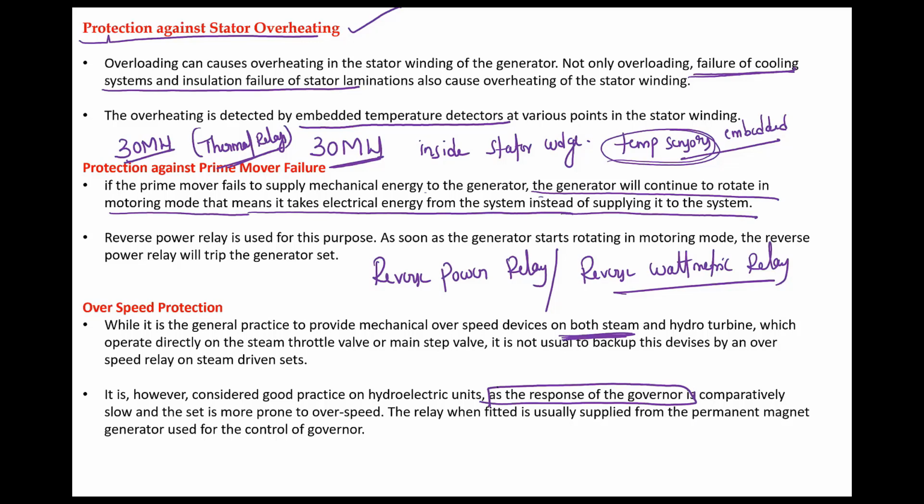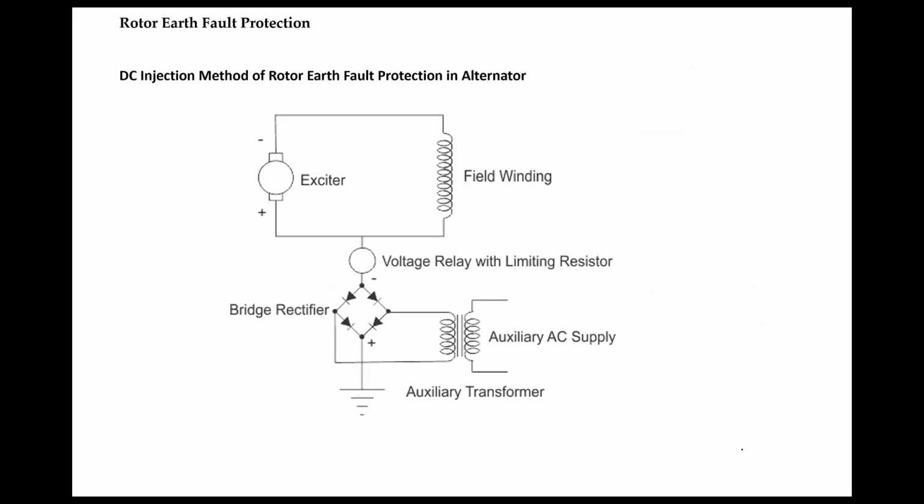So in such situations in hydro units, for overspeed protection, we use an overspeed relay to trip the generator. Next type of fault is rotor earth fault. For rotor earth fault protection, we use a rotor earth fault relay.